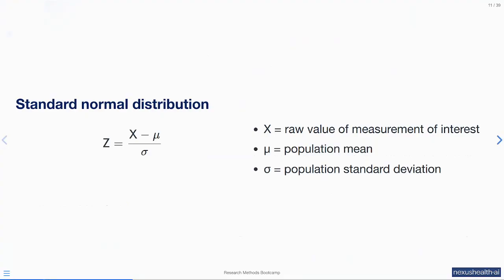And so this is the formula that helps us to calculate the Z-score or the standard normal distribution score. So X represents the raw value of our measurement, mu is the population mean, and sigma is the population standard deviation. And so Z is given to us by X minus mu divided by sigma.